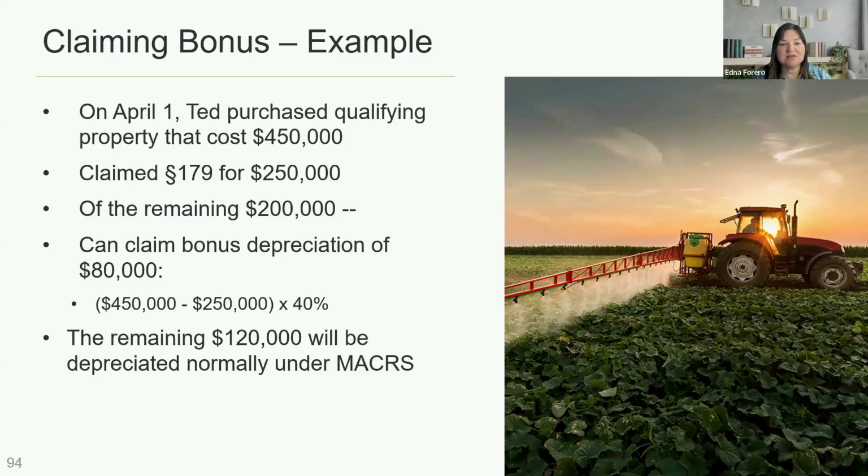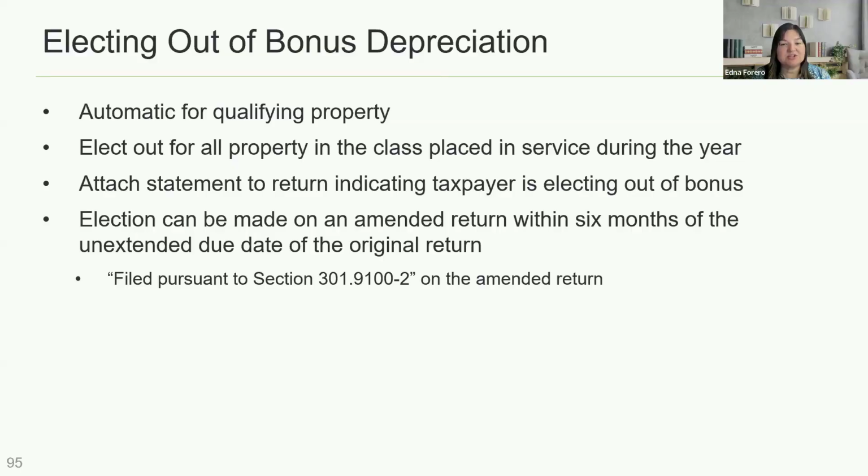normally under MACRS. All right, so you can elect out of bonus depreciation, and this has to be done in order to determine whether or not they're going to get that extra bonus. So it's automatic, but you have to elect out for all of the property in the class that's placed in service during that year. So you've got to attach a statement saying that you want to elect out of the bonus, because it's automatically done for qualifying property. The election can also be made on an amended return within 6 months of the unextended due date, and that's filed pursuant to section 301.9100-2.